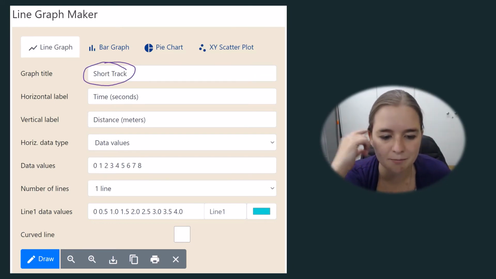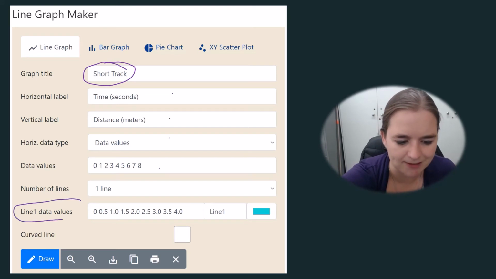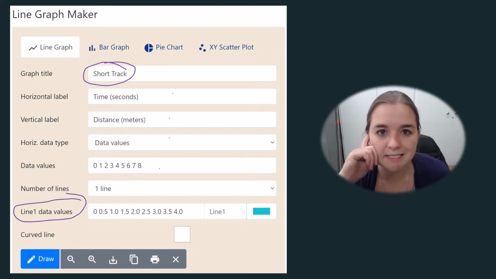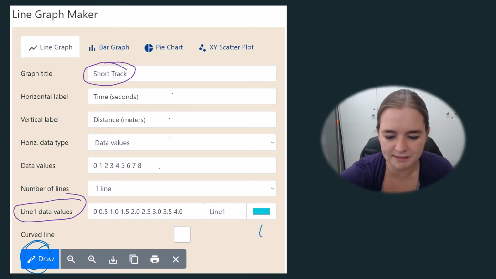When you open it up, it might have all your info from the long track filled in still. You can just type over it, type short track. Time is still the same. Distance in meters is the same. Still talking about data values. Our data values, again, are 0 through 8. We're measuring time in seconds, and we measured it each second. And the other piece that's different is this line 1 data values. This time you're going to type in the distances for each flag or each marker on our pathway, and then hit draw. This time I changed it to a nice teal.